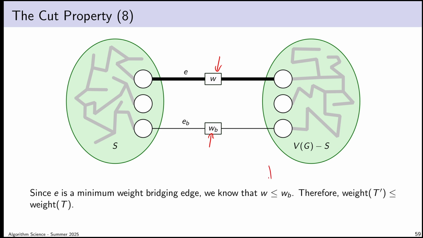So what do I know? Well, I know that my new tree T prime, which does use edge E, will have total weight less than or equal to the weight of my original tree T, because I deleted this edge and I added this one. So the total weight of the tree may stay the same, but it can't go up. It either stays the same or it goes down.